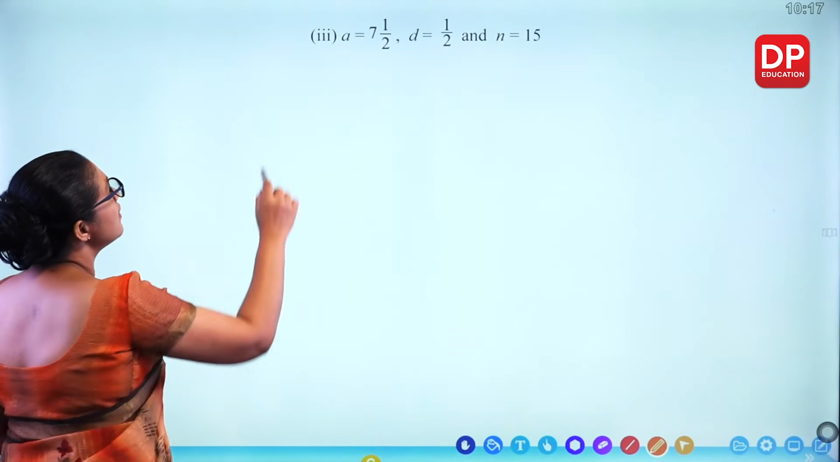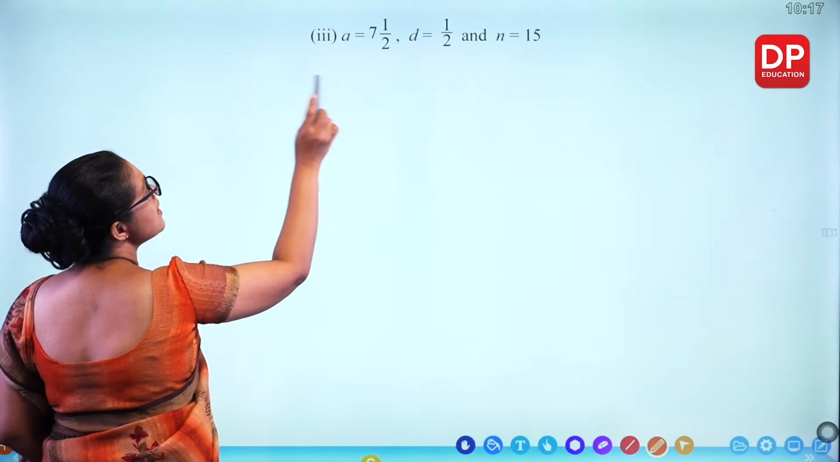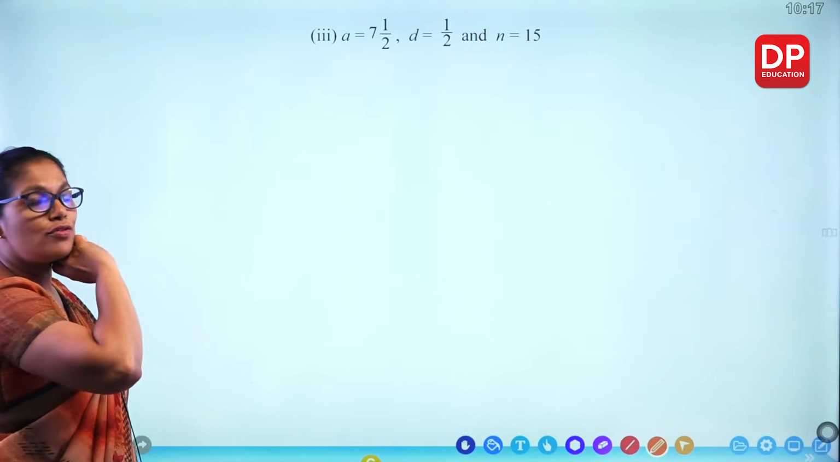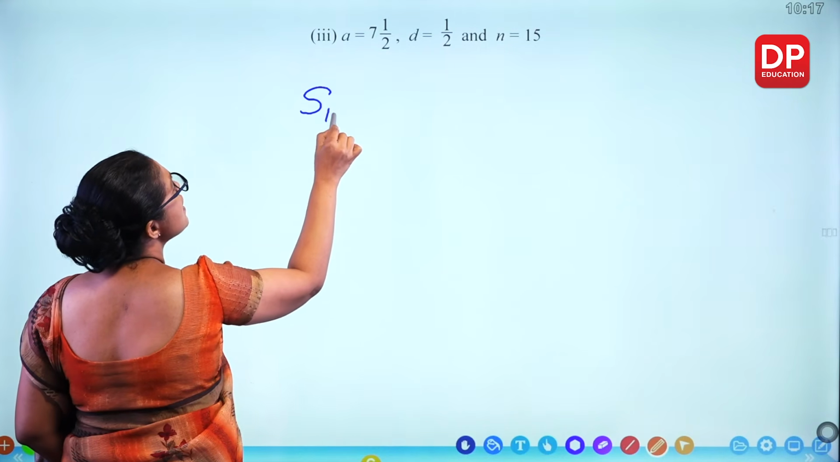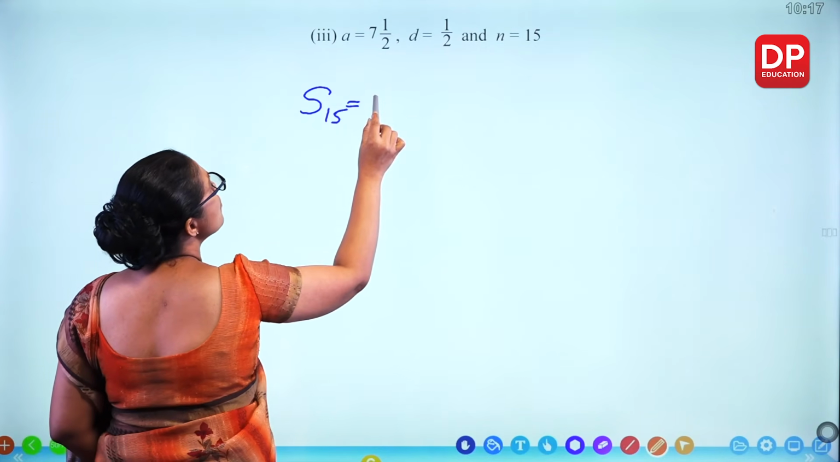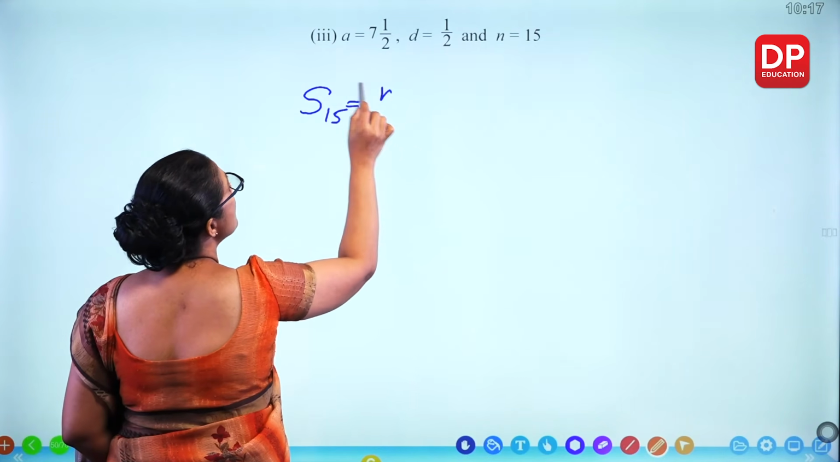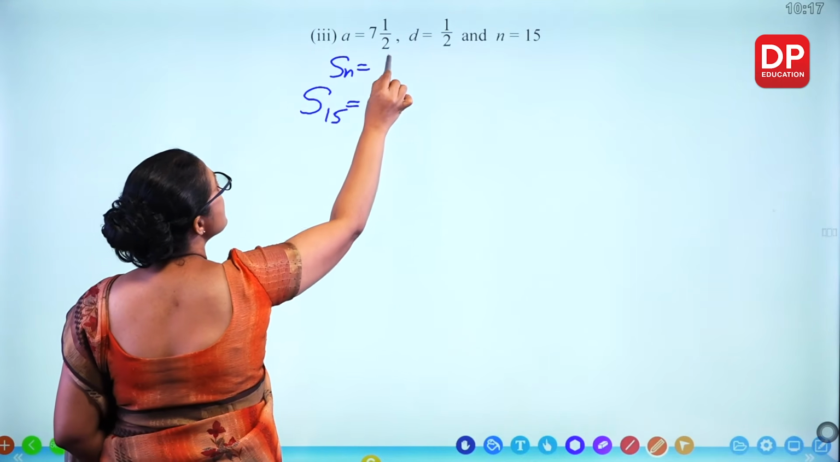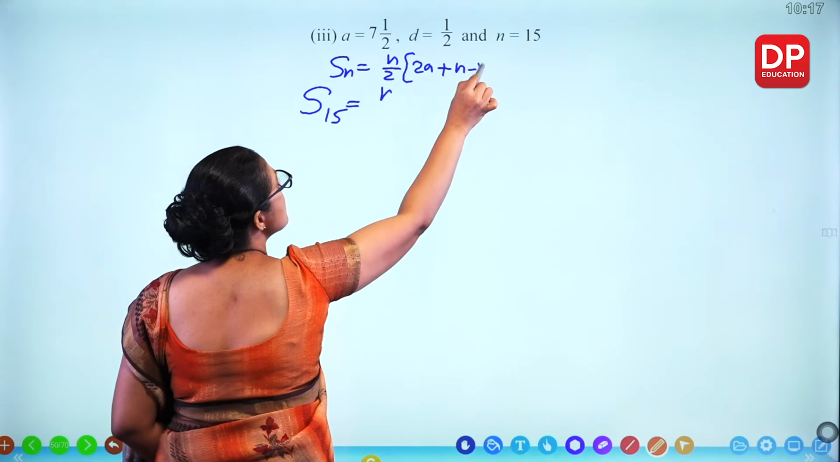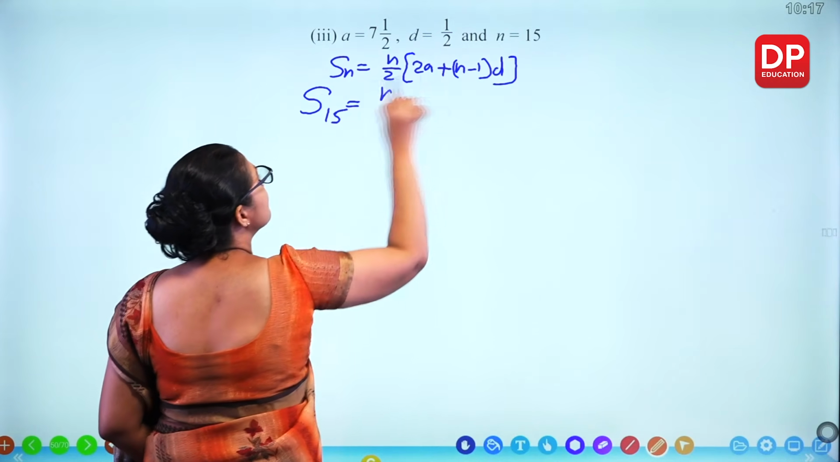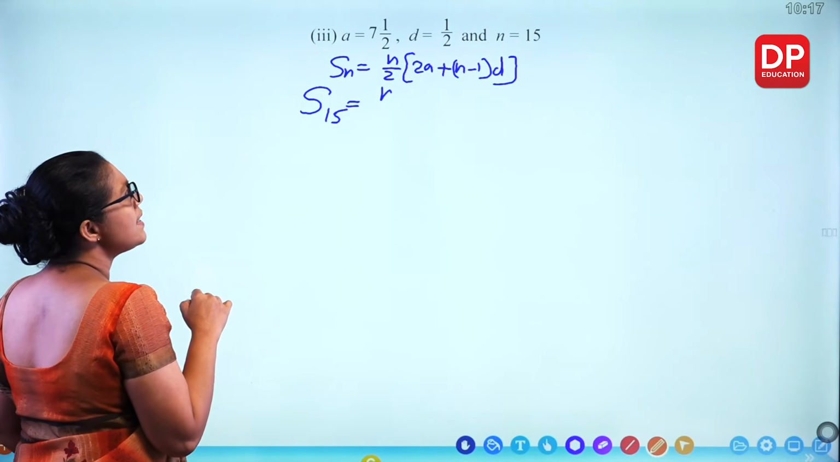Third one, n is given, d is now given. So you have to use the other formula. S15 you are asked to find out. Use the other formula. I'll write Sn equals n over 2, 2a plus n minus 1 d. n is 15.